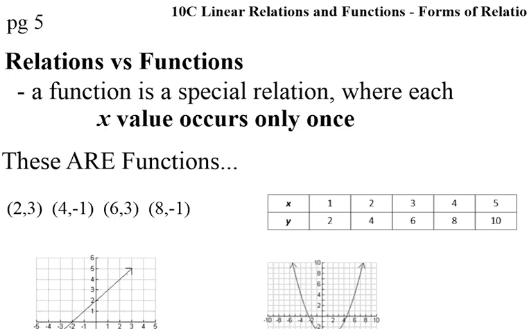Now, if we turn to page 5, what we're looking at here is a special type of relation, and that's a function. Because a function is a special relation where an x value only can occur once in a set. We can't have multiple x's. Otherwise, it's not considered a function. And we'll see later in this unit, this chapter, that functions can only have single x values.